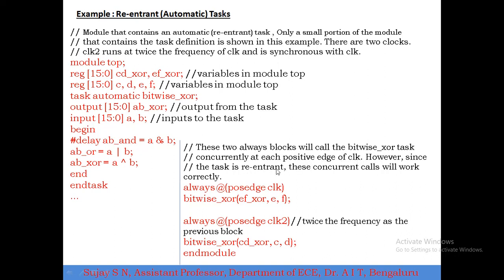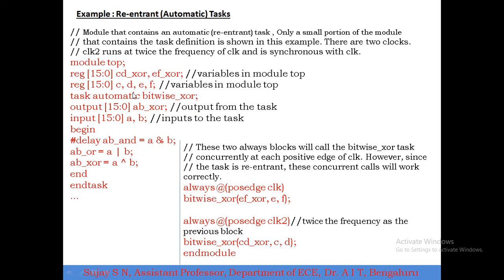Since the task is re-entrant, meaning automatic, these concurrent calls will work correctly. The condition is that clock2 runs at twice the frequency of the clock and is synchronous with the clock. Means the positive edge of clock2 may appear at twice the frequency, but at the same time there will be a chance of the positive edges of both clocks coinciding. And we have declared this bitwise_xor as automatic, and that's why these concurrent calls will work correctly.